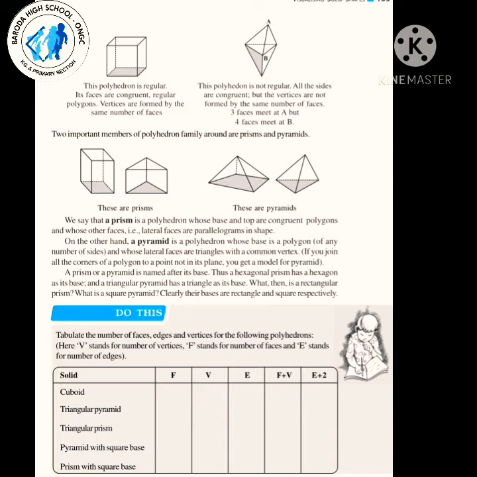Now let us move towards this activity. Here you will have to count the number of faces, vertices and edges. Then you have to add the number of faces and vertices, and you have to add 2 to the number of edges, and fill the table.